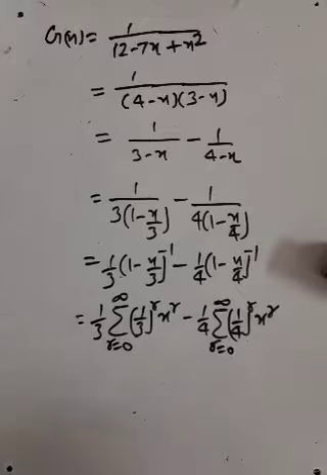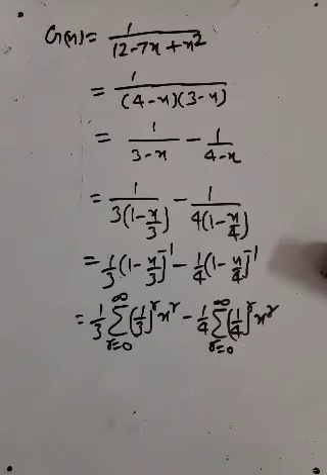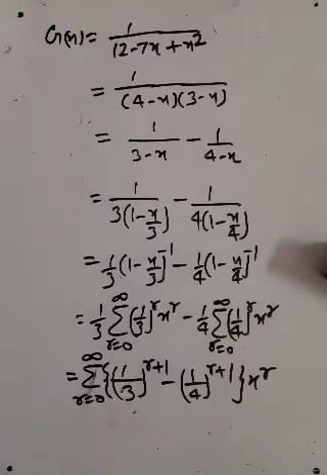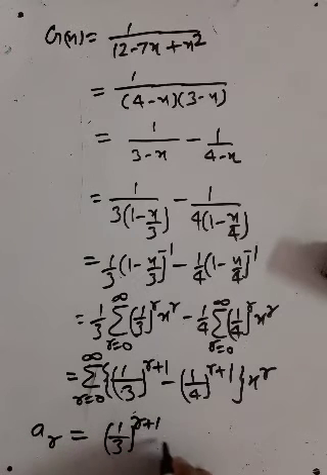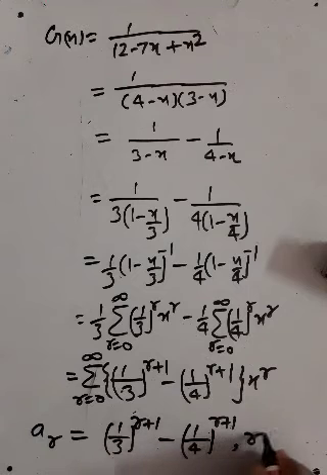By the help of binomial expansion, we can write these terms as, taking x power r as common. Hence, the numeric function a_r is equal to 1/3 power r plus 1 minus 1/4 power r plus 1, with r greater than or equal to 0.